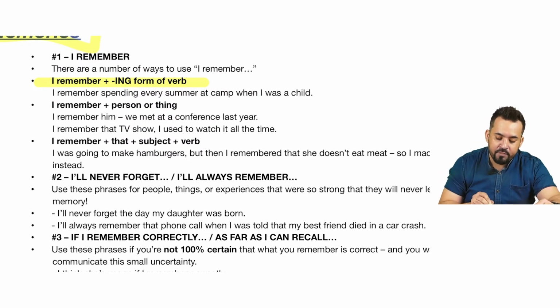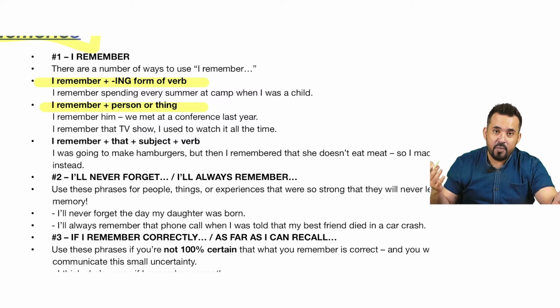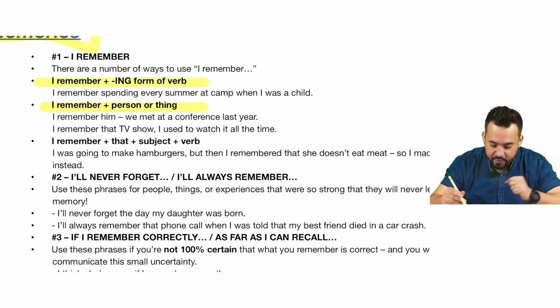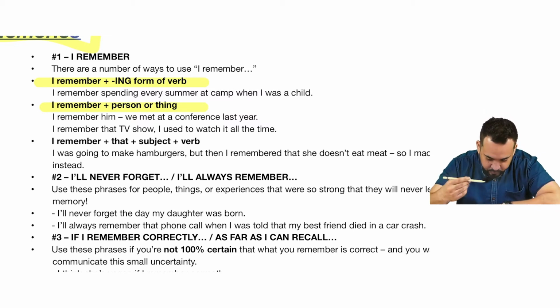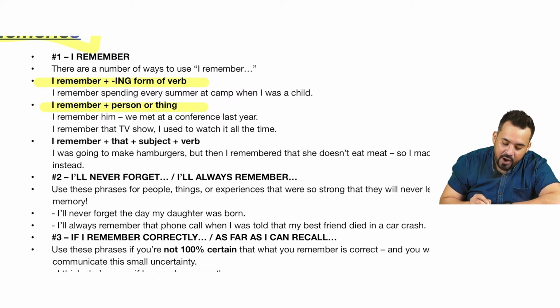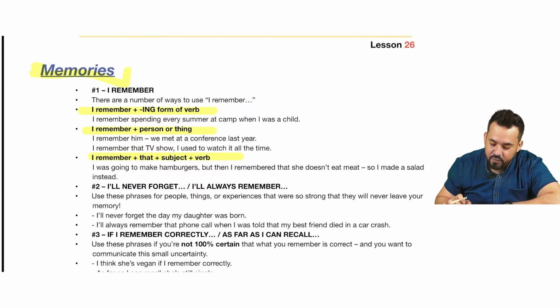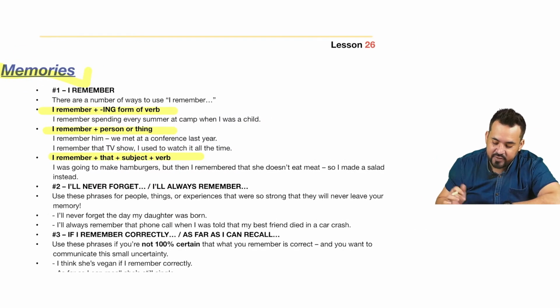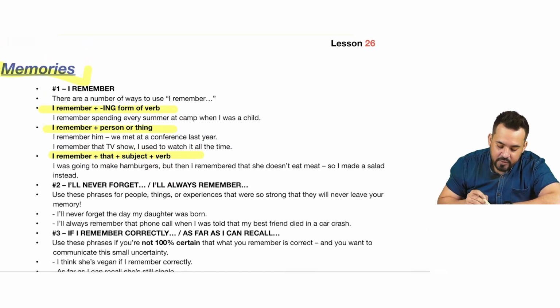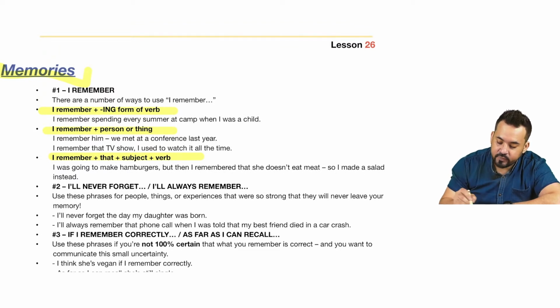After I remember, we can add a person or a thing or a noun. I remember him. We met at a conference. I remember that TV show. I remember plus that plus subject plus verb. I was going to make hamburgers, but then I remembered that she doesn't eat meat. All right, so this is number one, I remember.